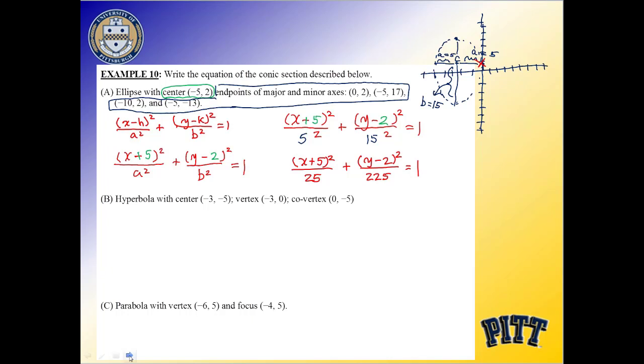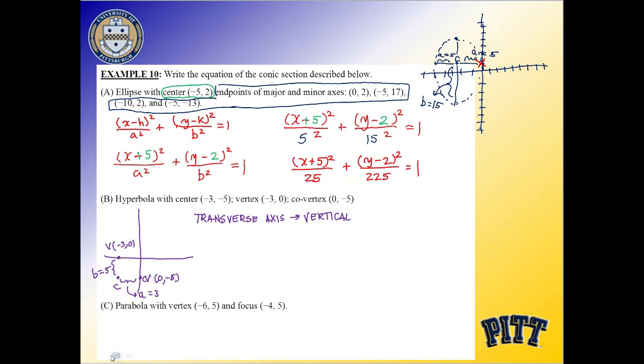Now, a vertex would be an endpoint of the transverse axis. But the transverse axis is vertical because when I look at the relationship between where the vertex and the center is, one's underneath the other. So that means that, because the vertex is actually above the center, the transverse axis is vertical.